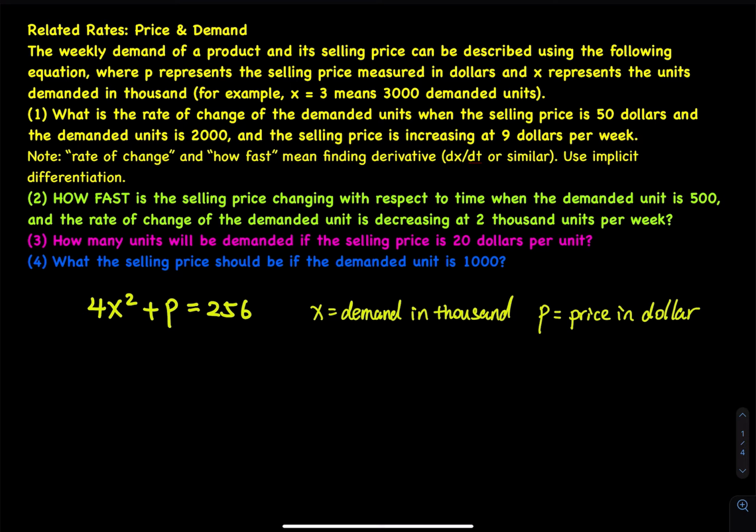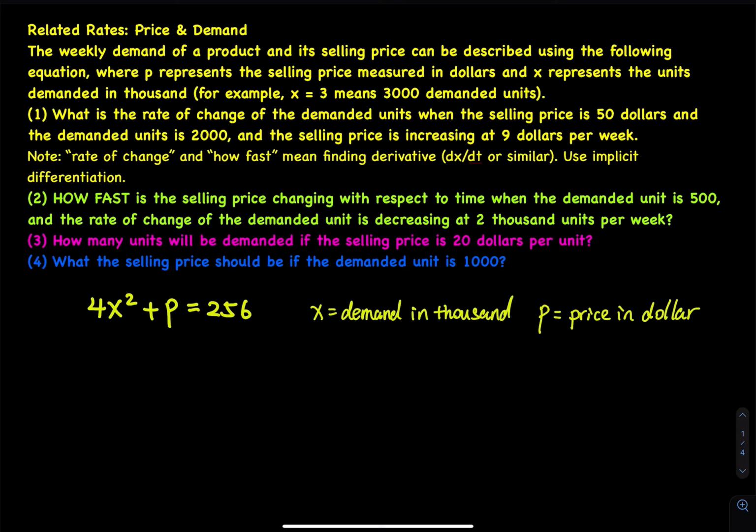The weekly demand of a product and its selling price can be described using the following equation, where P represents the selling price measured in dollars and X represents the unit demanded in thousands. So for example, when X is equal to 3, that means 3,000 units. The first question is, what is the rate of change of the demanded unit when the selling price is $50 and the demanded unit is 2,000? The selling price is increasing at $9 per week.